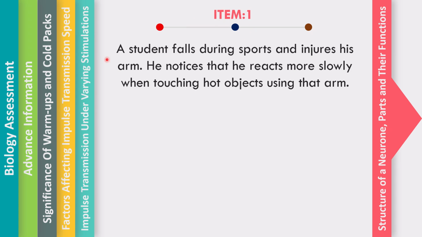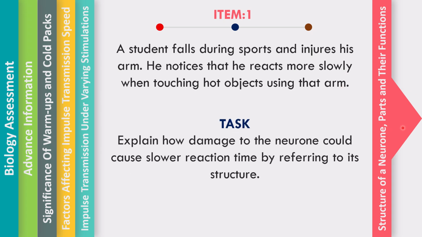Item 1. A student falls during sports and injures his arm. He notices that he reacts more slowly when touching hot objects using that hand. Task. Explain how damage to the neuron could cause slower reaction time by referring to its structure.